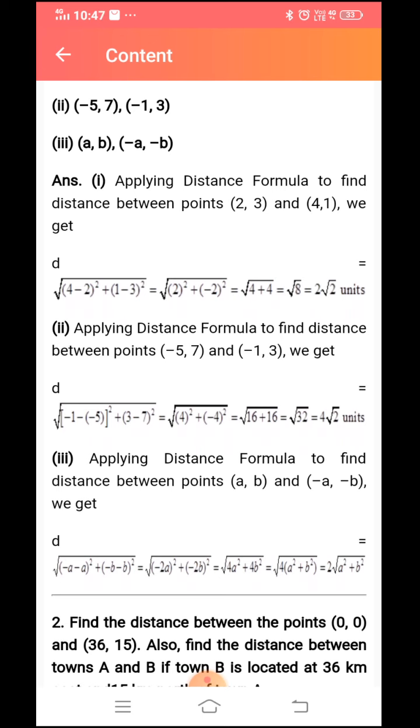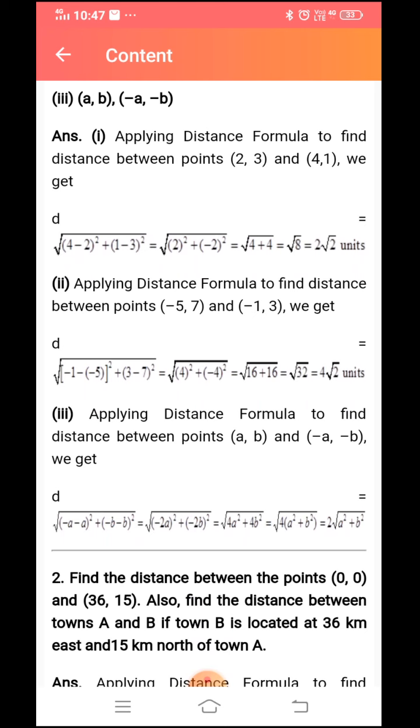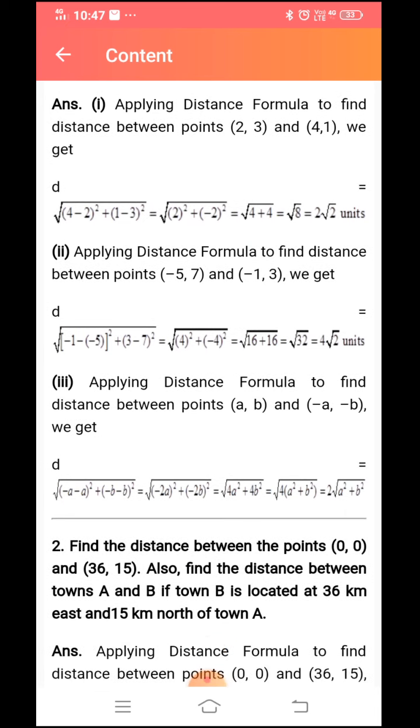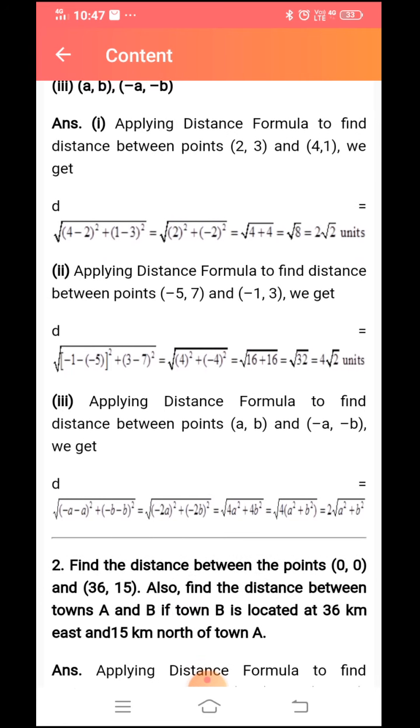Whenever you are getting minus of minus, if you multiply two minuses, automatically it will change to plus. So 1 plus 5 is nothing but 4. 4 square. Likewise, y2 minus y1, 3 minus 7 the whole square, that is minus 4 the whole square. 16 plus 16 will come. So root of 32. 32 also is not a perfect square. So 32 also we can write as 4 root 2 units.